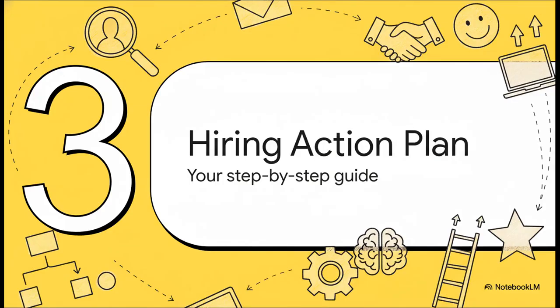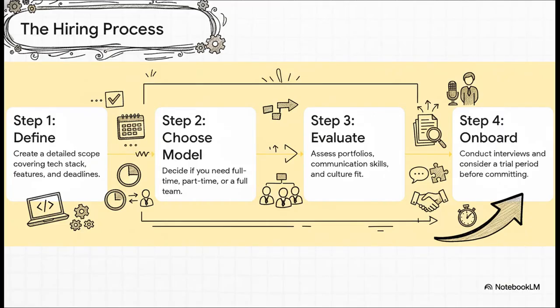All right, let's say you're thinking, this sounds pretty good. How do you actually make it happen? This next part is your practical, no-fluff action plan. A simple, step-by-step guide to finding and hiring the perfect person for the job. It really just breaks down into 4 simple steps. First, you've got to define exactly what you need, your tech stack, the key features, your deadlines. Next, you choose the right engagement model for your particular workload. Then, you evaluate your candidates, and not just on their technical skill, but on how they communicate and if they fit your team culture.